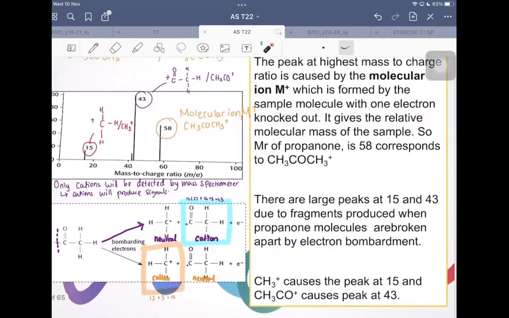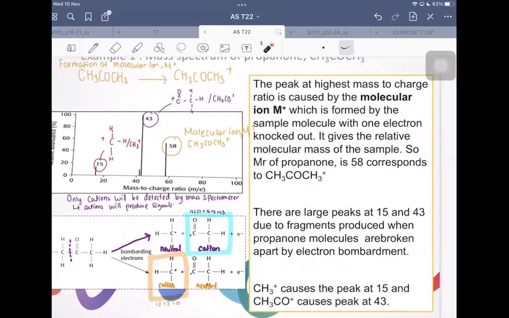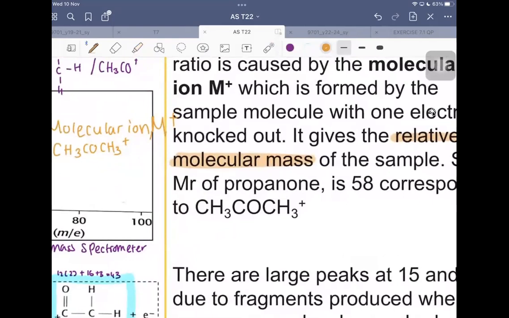So I have explained it to you in words. I'm not sure if that was in your notes, but if we just go through this explanation quickly, the peak at the highest mass to charge ratio is caused by the molecular ion M plus. So we're talking about this here, okay? This is formed by the sample molecule being bombarded with high energy electrons and one electron being knocked out. So basically the molecular ion just gives you the relative molecular mass. So that's what I was talking about. It is the MR of the molecule.